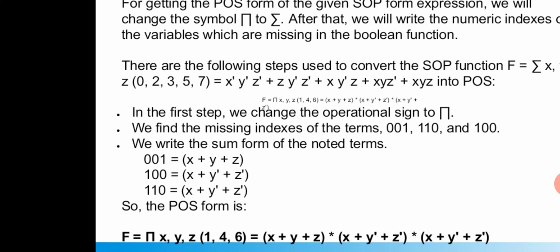Okay, there is one issue. Now a dash is missing, isn't it? So for 001, it is x plus y plus z'. For 100, it is x' plus y plus z. For 110, it should be x' plus y' plus z. Fine. Is there an issue? I don't think there is any issue here. So this is how you can go for the appropriate form.